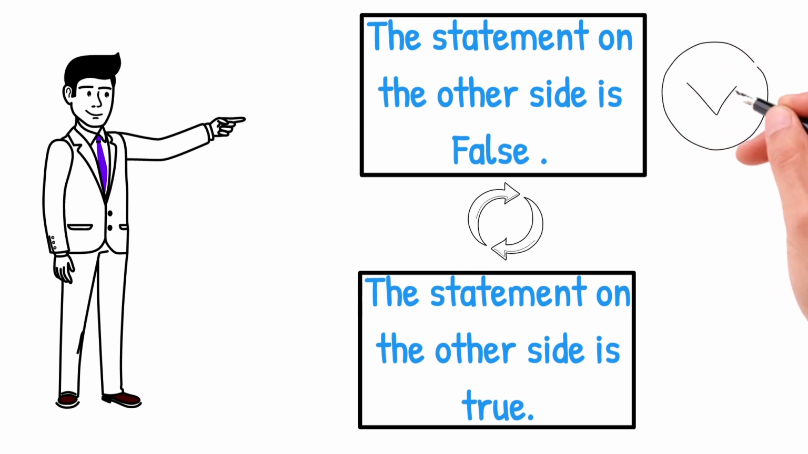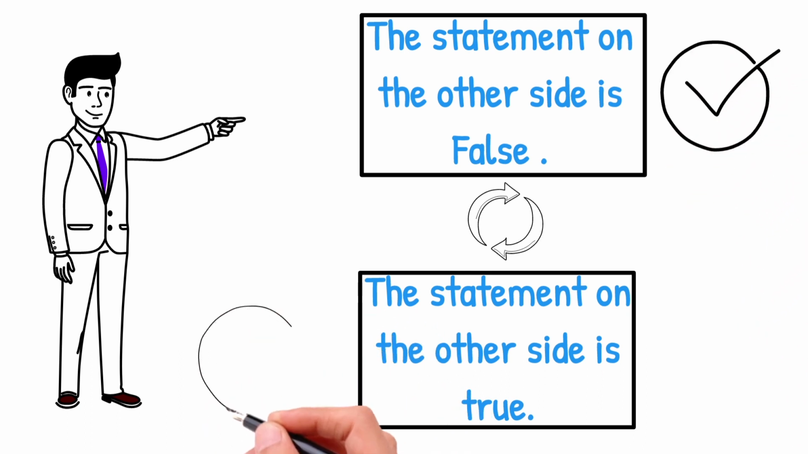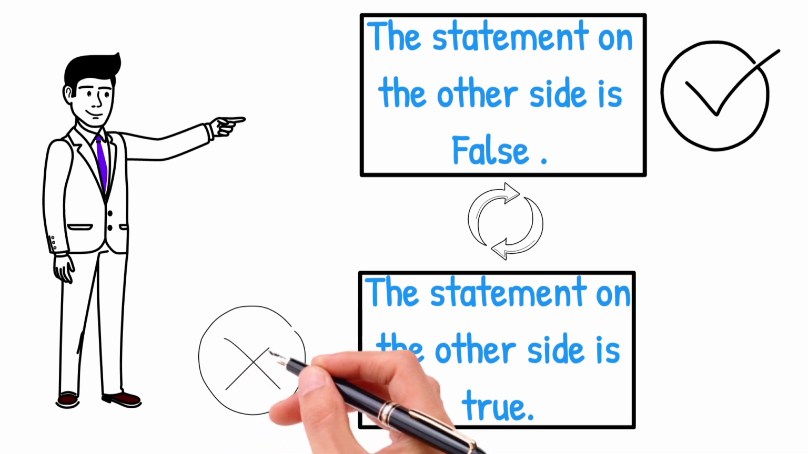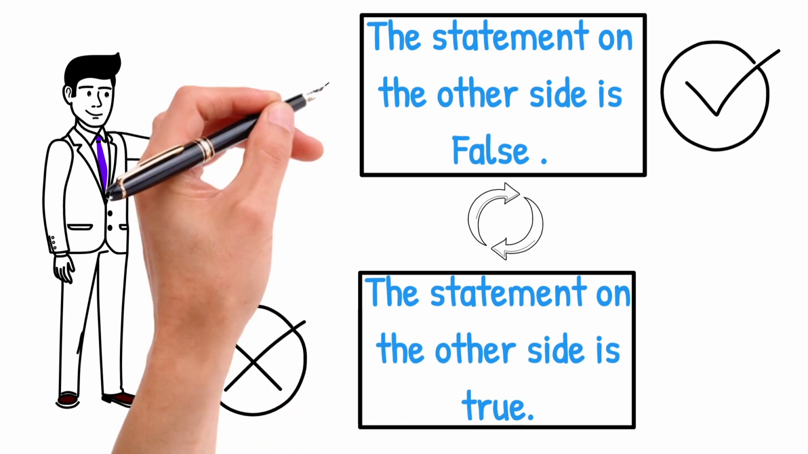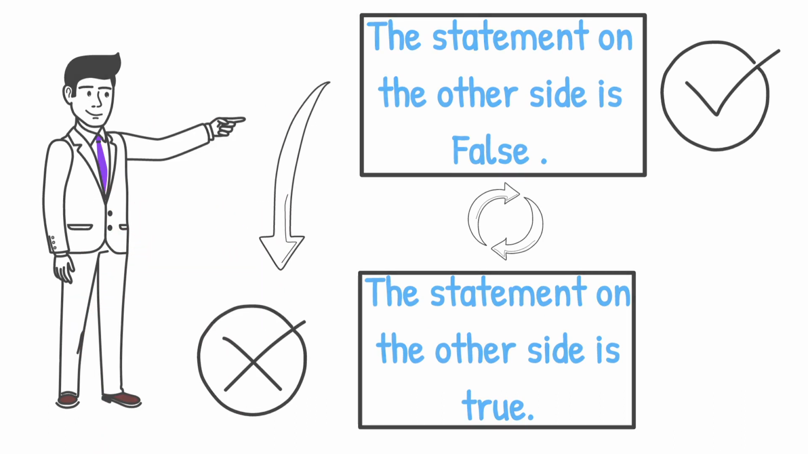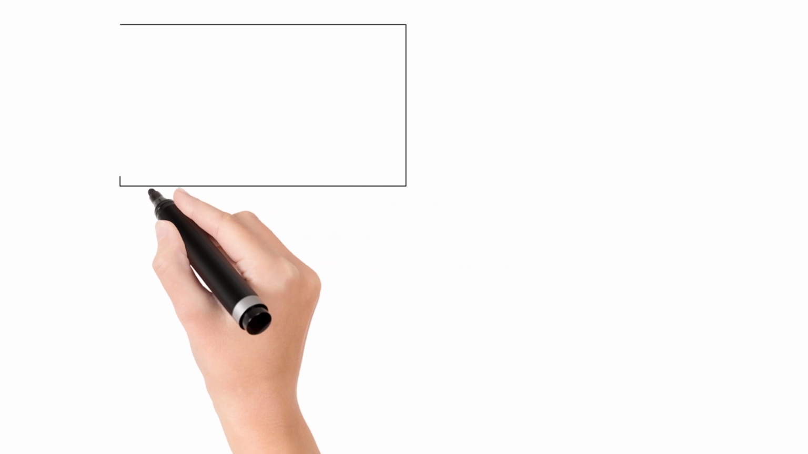If the statement on the first side is true, then the statement on the other side must be false. But wait, that means the original statement on the first side is also false. Contradiction. Let's try the opposite scenario.